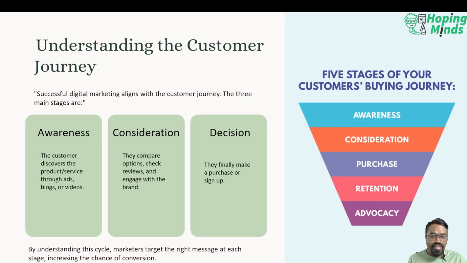If I like the product which I have purchased, I would definitely do some kind of word-of-mouth promotion, or I would tag that product on my social media account so that I make other people aware of the brand I have gone through for a particular product. In this case, let's say a car. By understanding this cycle, marketers target the right message at each stage, increasing the chance of conversion.